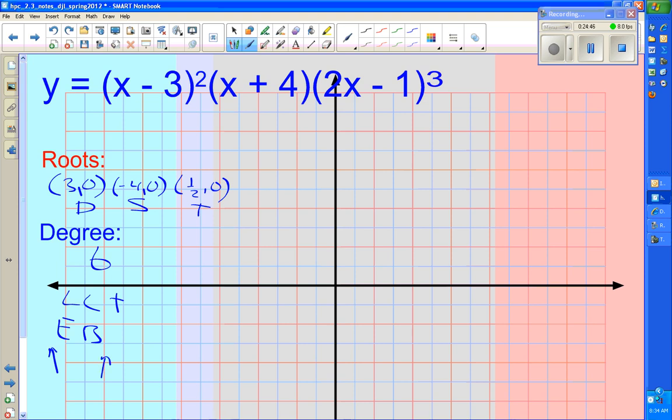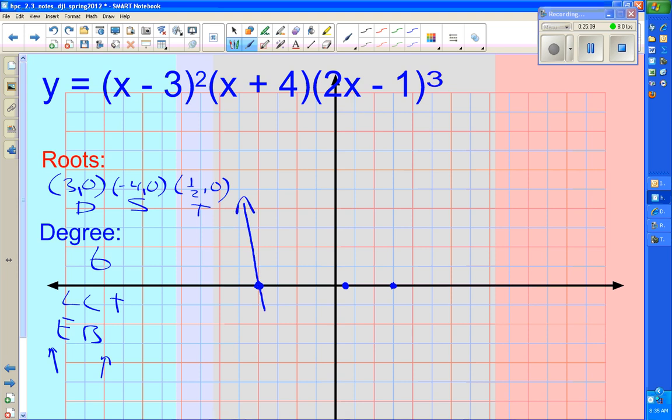So net, we got (3, 0), (1/2, 0), and (-4, 0). There's your roots. So your graph on the left has got to be pointing up. What do we do at -4? Straight through. So our graph's going to come down straight through here.